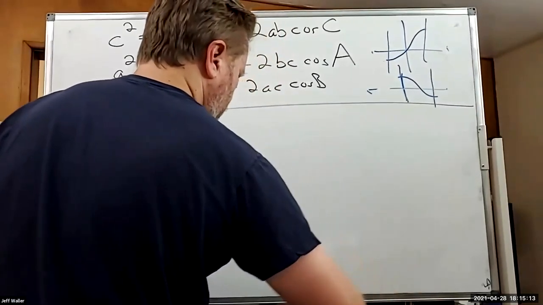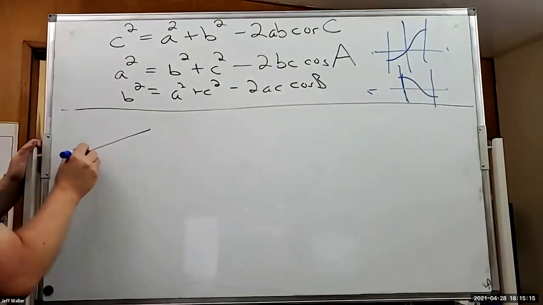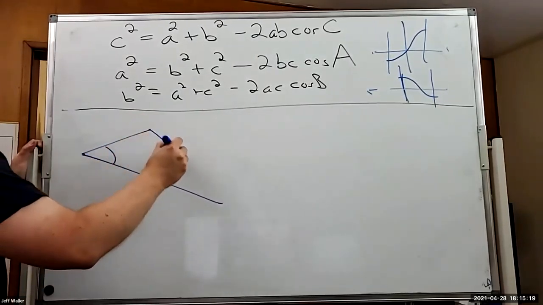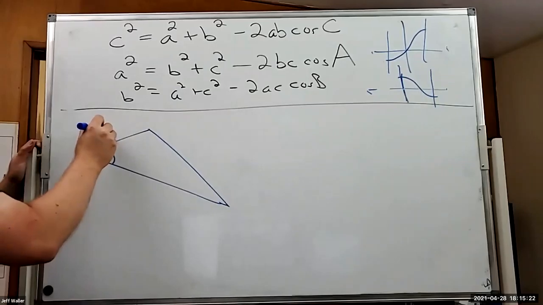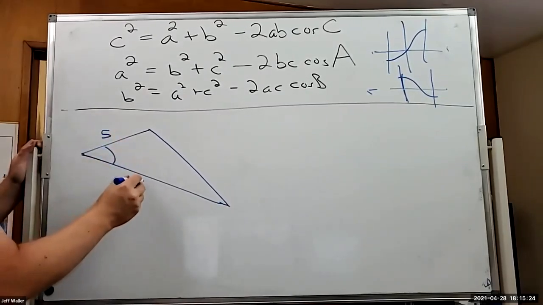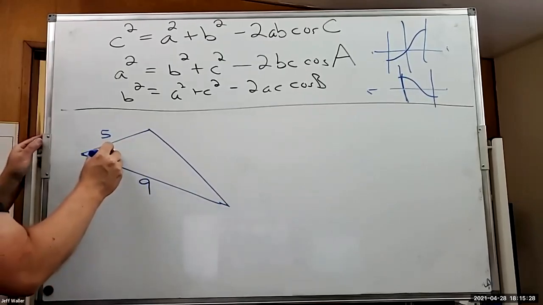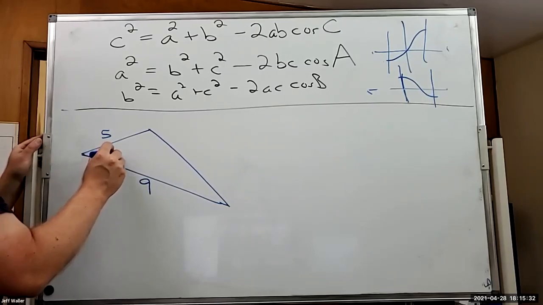I think we did one like this last time, but we'll do this again. Let's say we got 5, 9, and we don't know this. And I'll say this is, what do you want it to be, Jeff? I don't know, man. We'll make it 41 degrees.